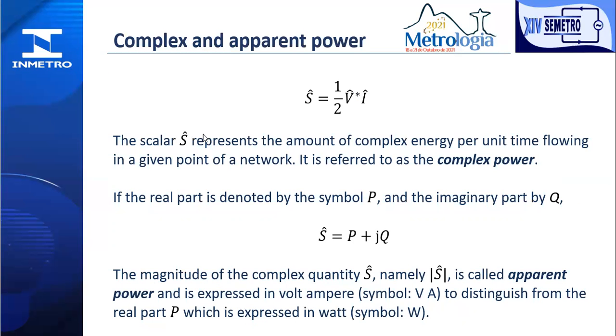The scalar S represents the amount of complex energy per unit time flowing in a given point of a network. It is referred to as the complex power. The magnitude of the complex quantity S is called the apparent power and is expressed in volt-ampere to distinguish from the real part, which is expressed in watts.